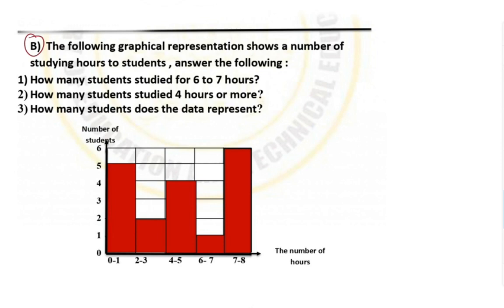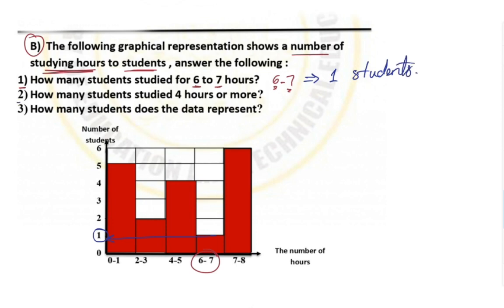Question B. The following graphical representation shows the number of studying hours per student. Answer the following questions. We have 3 questions. I will answer them from this graph. The first question: how many students studied for 6 to 7? He asked us for the interval from 6 to 7, where here we have 6 to 7. How many students here? Look, we have just 1 student. So our solution is 1 student.